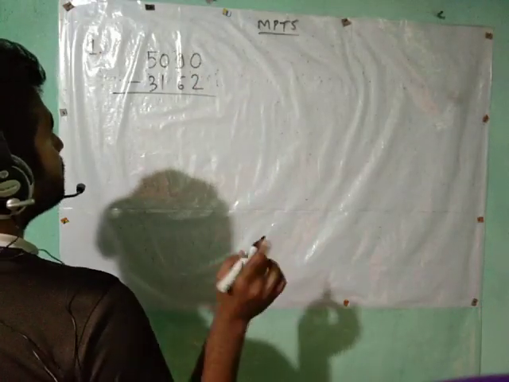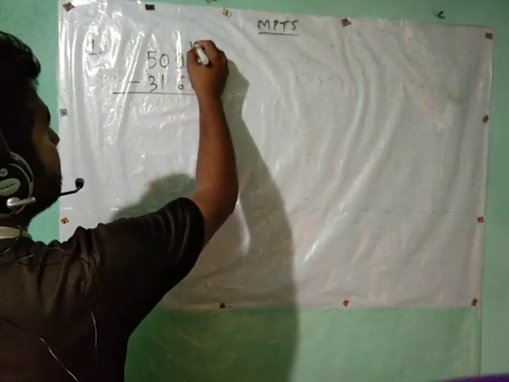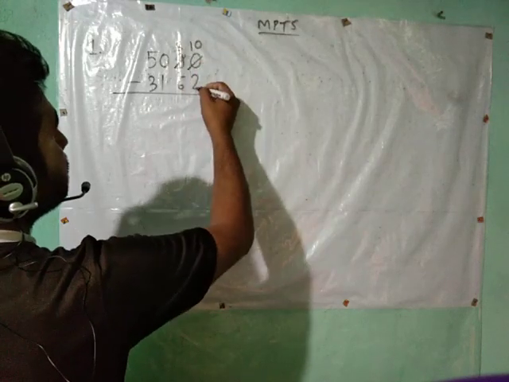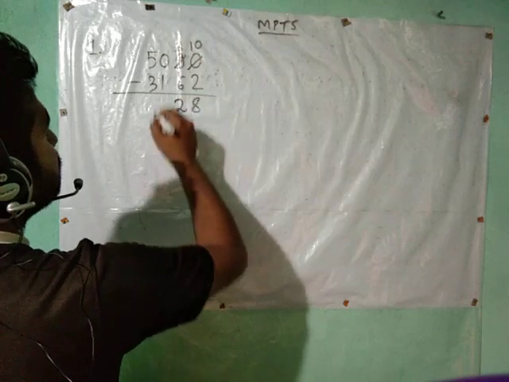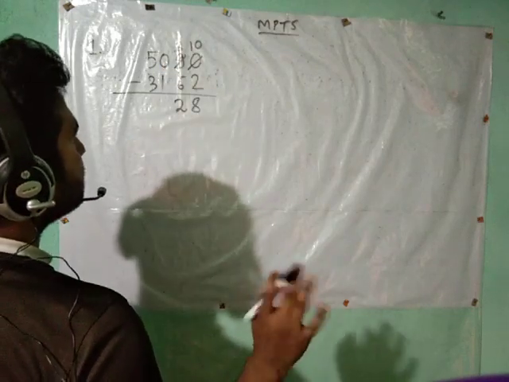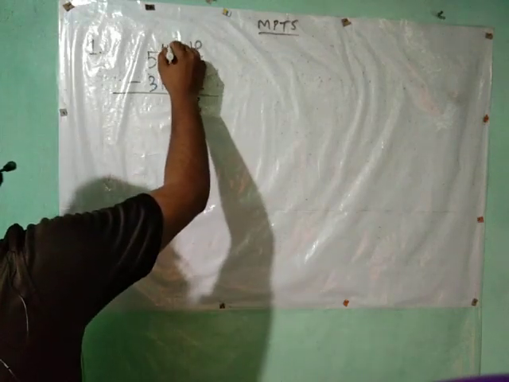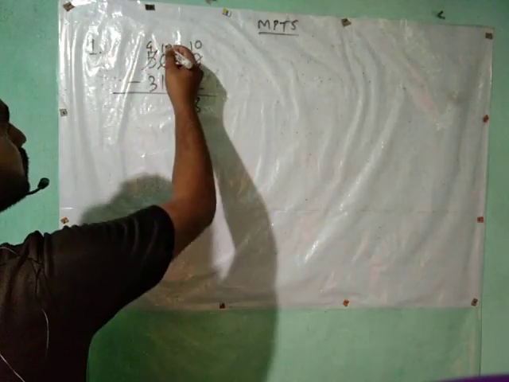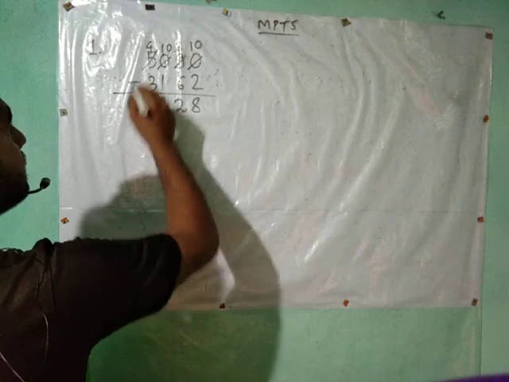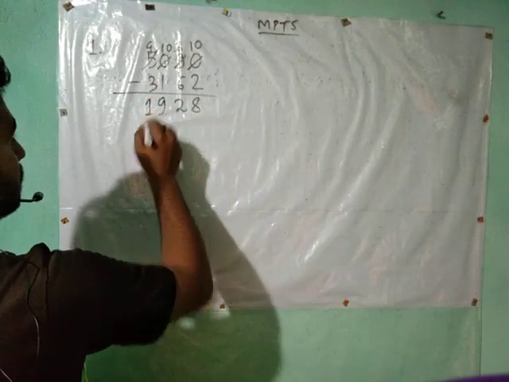0 minus 2, it is not possible, so you make it 10. It will become 8. Now 10 minus 2, you will get 8. Now 8 minus 6, you will get 2. Now 0 minus 1, again not possible. So what you will do? This will become 10. This will become 4. So 10 minus 1, you will get 9. And 4 minus 3, you will get 1.